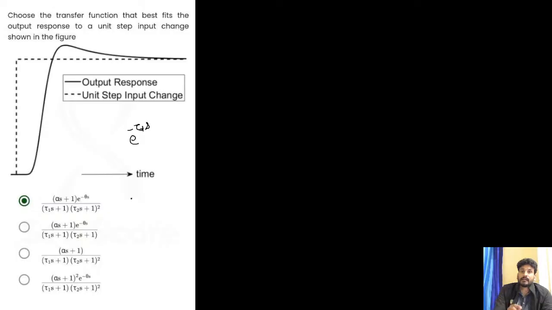तो जिस भी option के अंदर dead time वाला transfer function नहीं है, सबसे पहले वो eliminate होगा. Yes or no? So I think in the C option there is no e raised to power minus tau d s वाली term. So first of all we neglect the C option. बोलिएगा. I hope that I am clear to you.